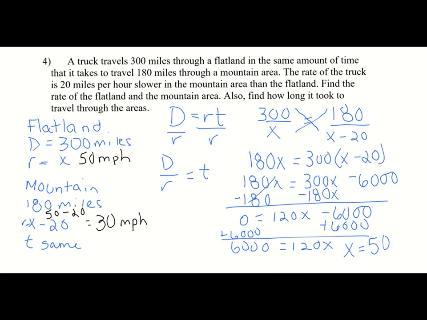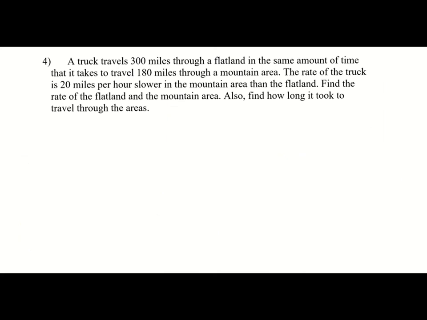And then we need to figure out how long it took them. So I can take the 300 divided by the rate of 50. So 300 divided by 50 is going to give me 6 hours, which if you do 180 divided by 30, you should also end up with 6 hours, because remember the time was the same. So they both were traveling for 6 hours. Over the flatland, the truck could go 50 miles an hour. Over the mountain area, it could go 30 miles per hour. And that is it for our last video for the last module for Math 025.